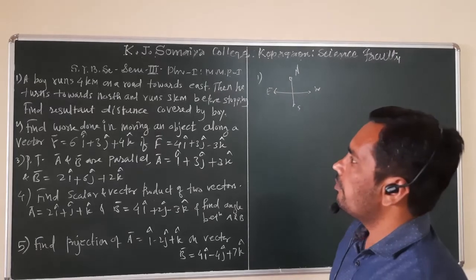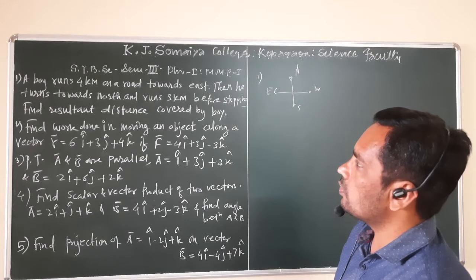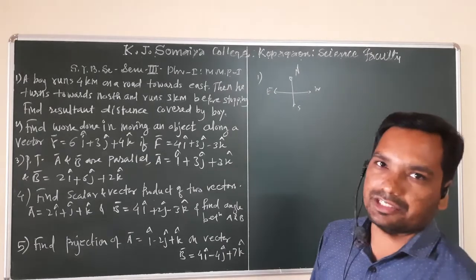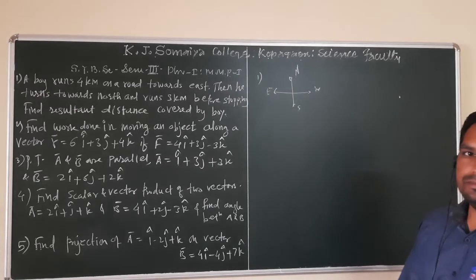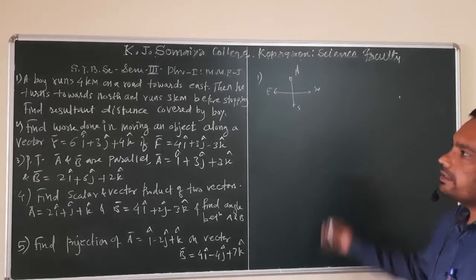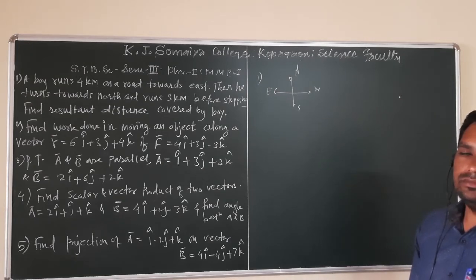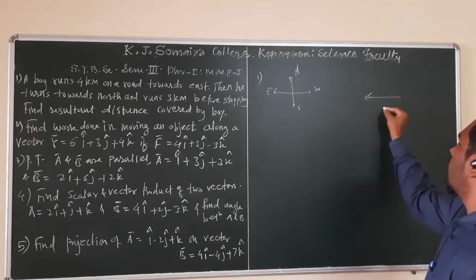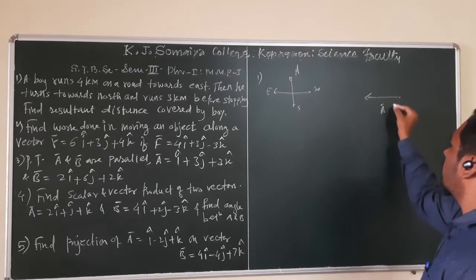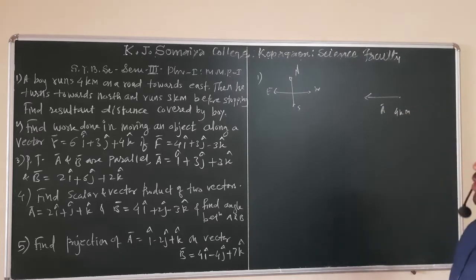When the boy initially runs 4 kilometers on the road towards east direction, suppose this is the starting position of that boy. Okay, and he runs 4 kilometers towards east. So this is the first vector. We call it A, and the magnitude of that vector is 4 kilometers.